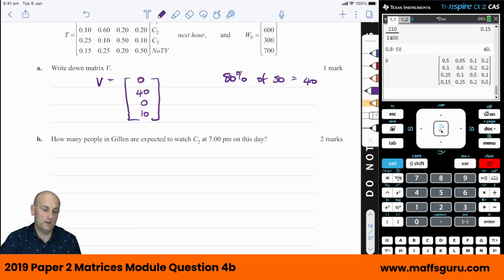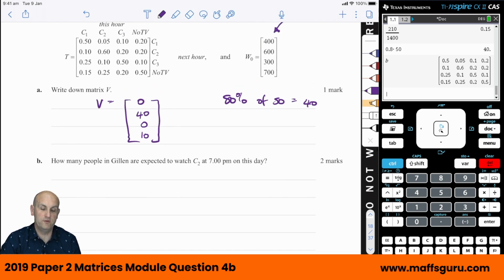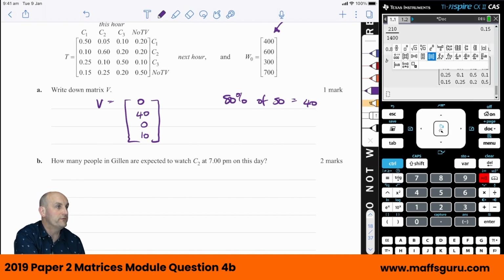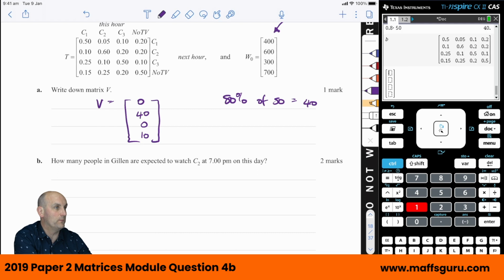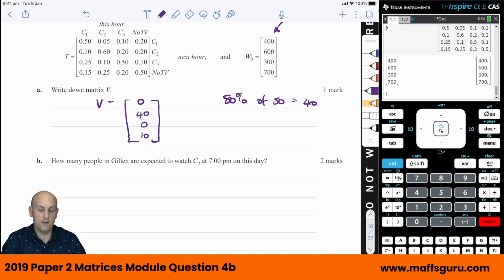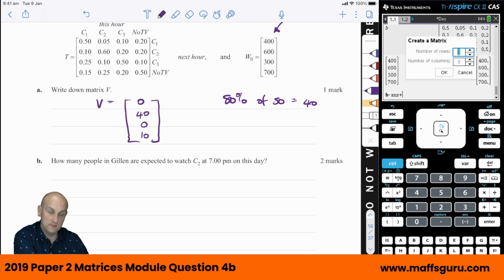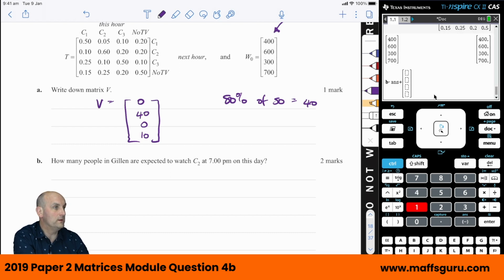How many people are expected? So what I'm going to do now is I'm going to say, right, well, let's start off with my original value. I'm going to set up a recurrence relationship. So there we go, a 4 by 1, and we're going to put in W0: 400, 600, 300, and 700. Now, we want to take all of our previous answers, W0 in this situation, and we're going to do B times W0, and we're going to add on our matrix V, 4 by 1. And we know that that was 0, 40, 0, and 10.